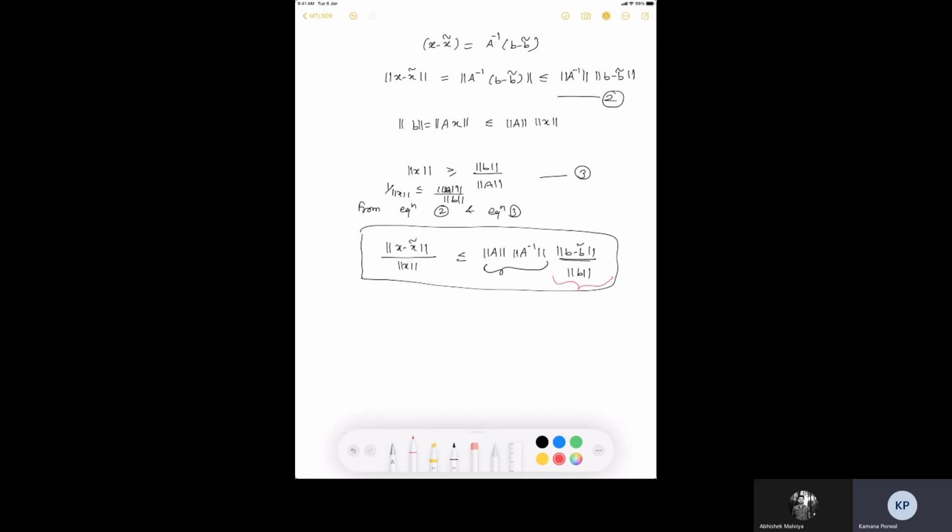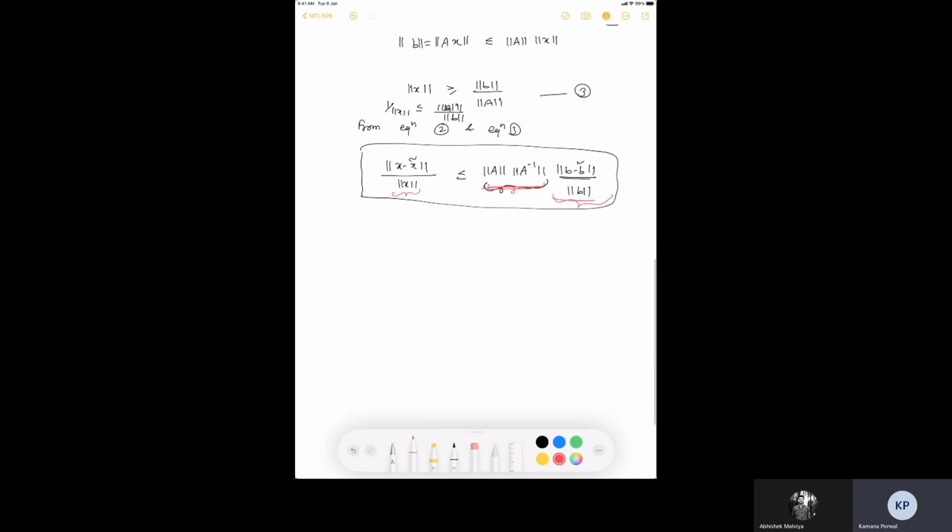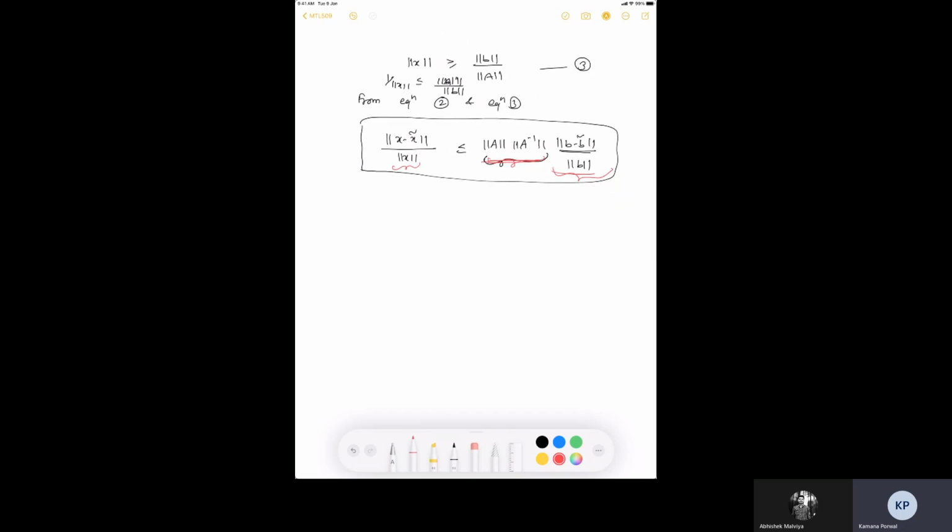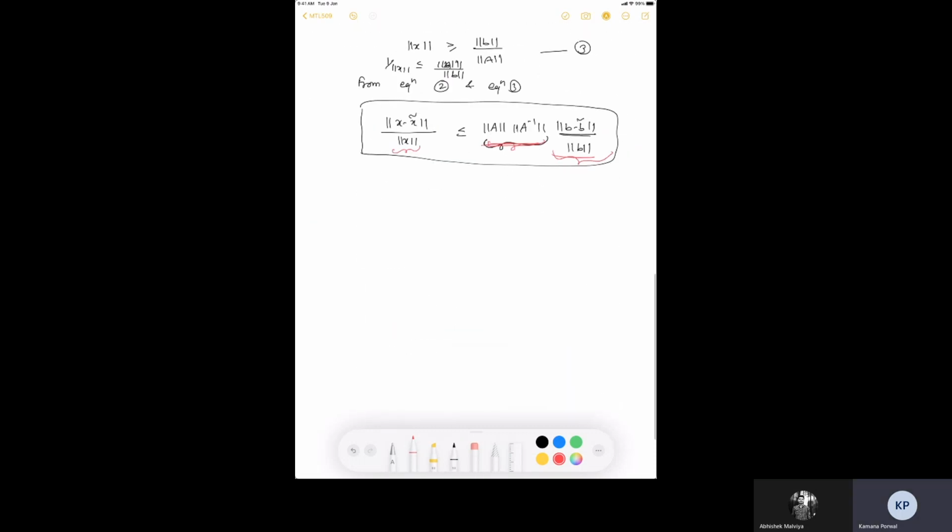But the corresponding error in the solution does not depend only on this factor; it also depends on this factor, which is called the condition number of the matrix A. So even if b is very close to b tilde, if the condition number of the matrix is large, then the solution can be far away. That is, x might not be close to x tilde. So let's first define the condition number and then make some observations using equation 1. This factor which we have just obtained is called the condition number. Let's define formally what the condition number of a matrix is.